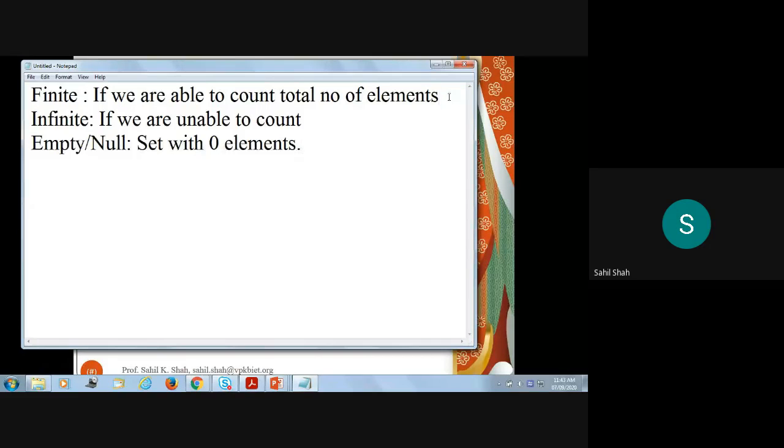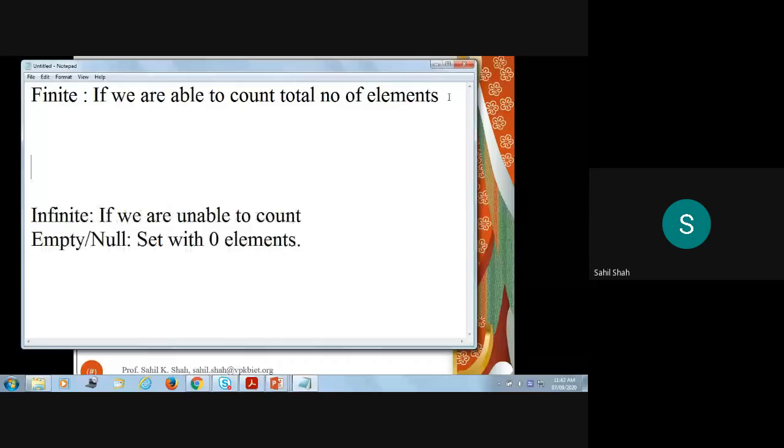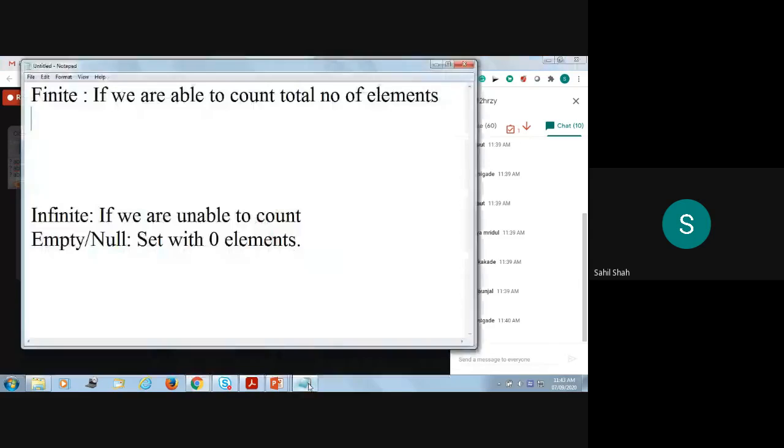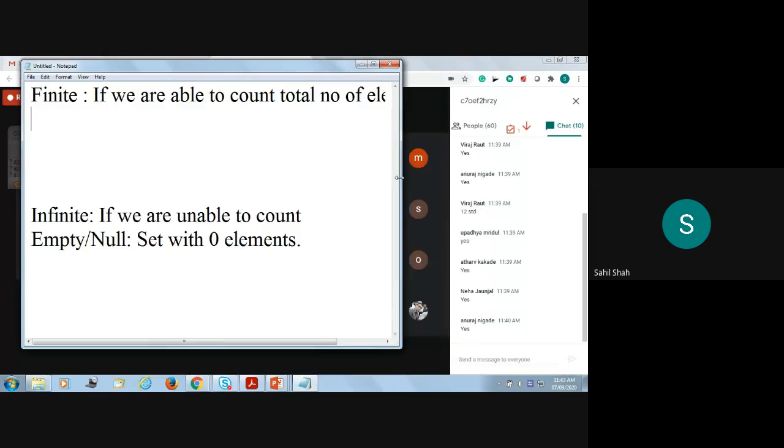Now I'm interested to know the various examples of finite, infinite, and empty from your side. In the chat window, you are going to tell me the answers, so that we will have side by side interaction. You are going to define any set using a capital notation. If I define A as a set of numbers 1, 2, 3, 4, this becomes finite because I can count the total number of elements in set A, which is 4. Any other example that you would like to give?